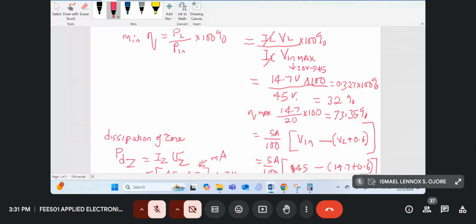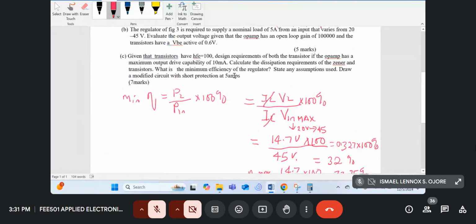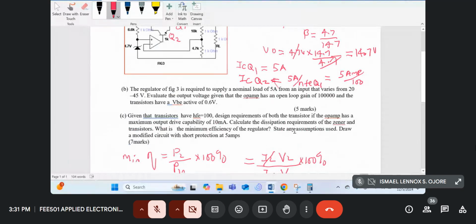And so that's how you get the efficiency, very easy. And then finally, we are told to modify the circuit to include short circuit protection. So I've already shown you a circuit in the problems, how to include short circuit protection. So we've gotten the minimum efficiency of the regulator, then state any assumptions used. What are some of the assumptions used? I'll leave it for you to think. What are some of the assumptions we've done?